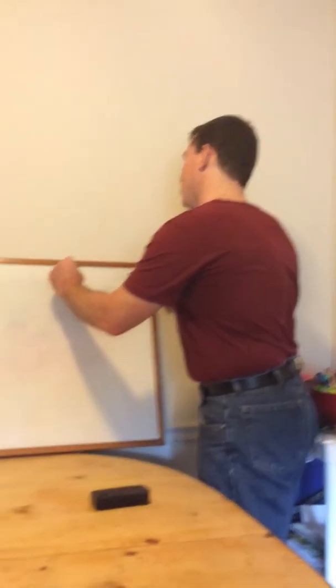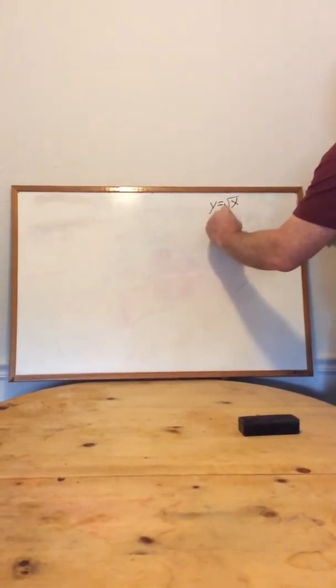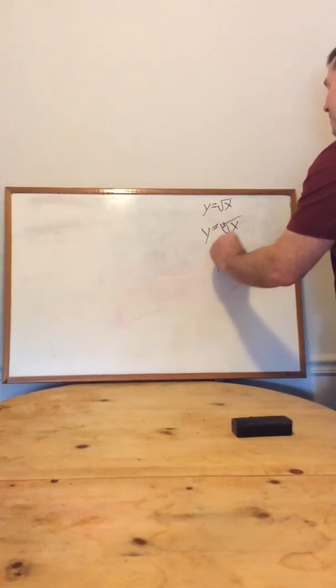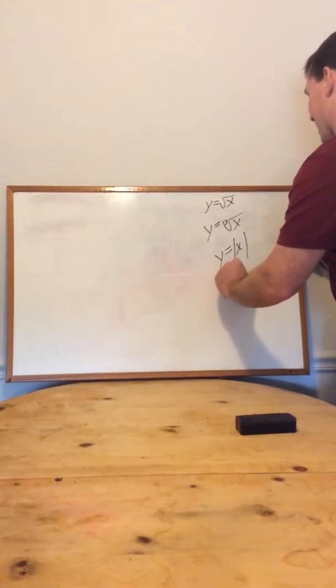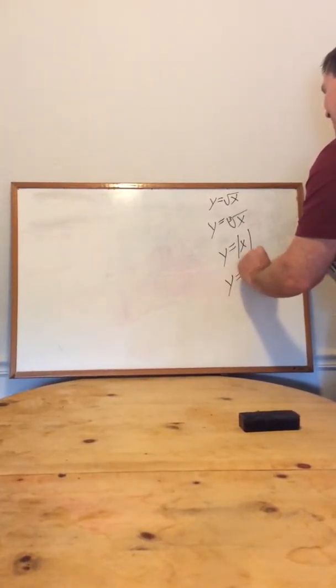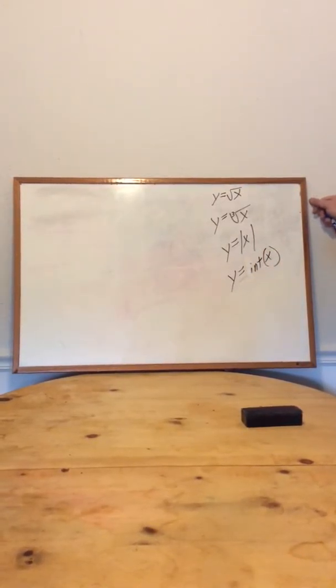You guys should be able to graph the square root graph. You should be able to graph the cube root graph. You should be able to graph the absolute value graph. You should be able to graph the greatest integer function. I think your book writes int of x. Different books write it differently, but I think that's how your book does it.